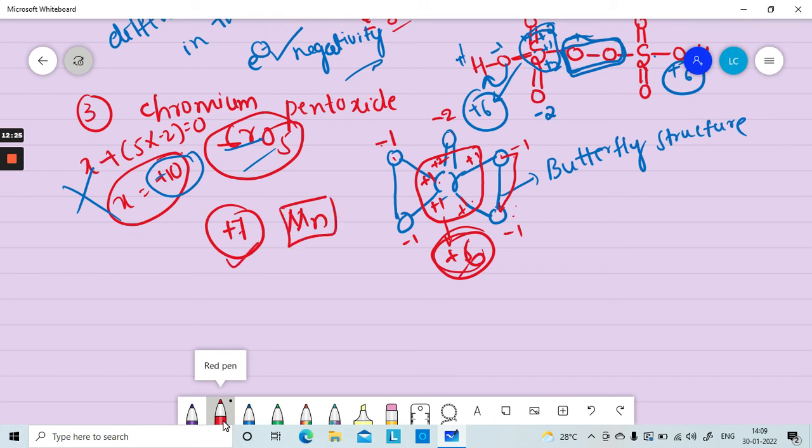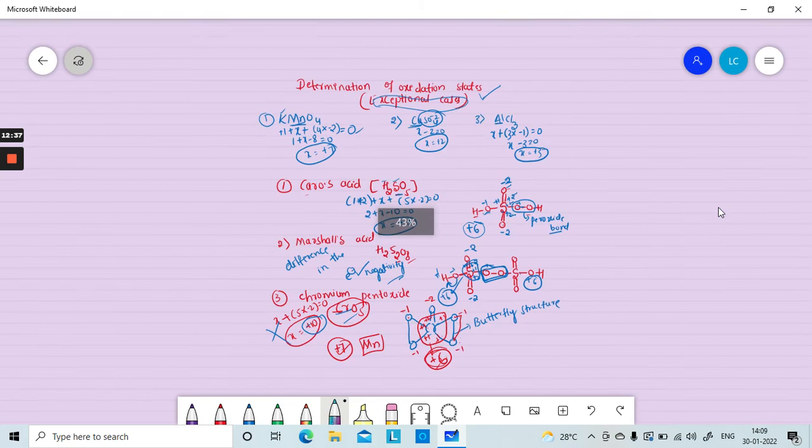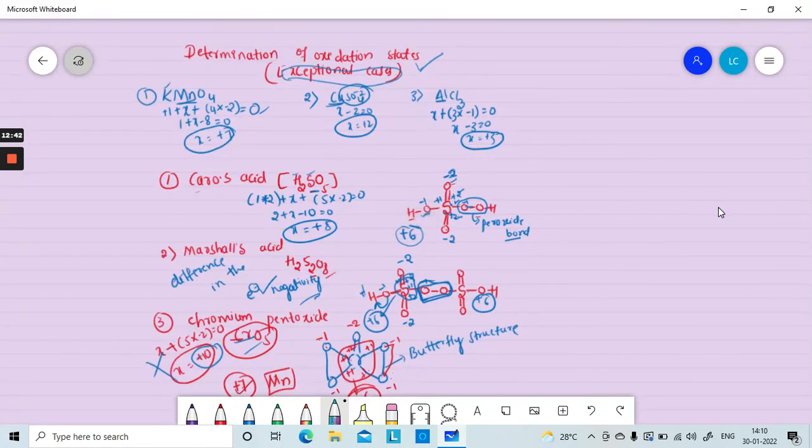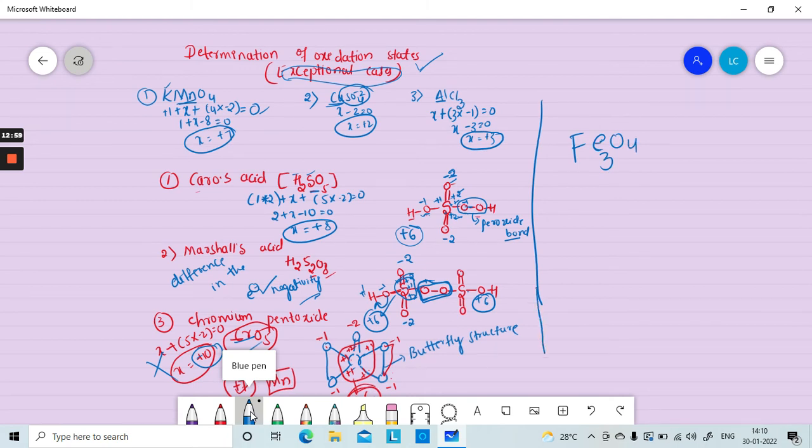And there is no charge formation here because this oxygen and this oxygen are bonded with a single bond. Even though they are bonded with a single bond, there will be no difference in their electronegativity. That's why there will be no charge formation. And one thing I have to say here: there is only one element which has the highest oxidation state, that is +7. The element is manganese from the d block. So +7 is the highest oxidation state of an element, right?